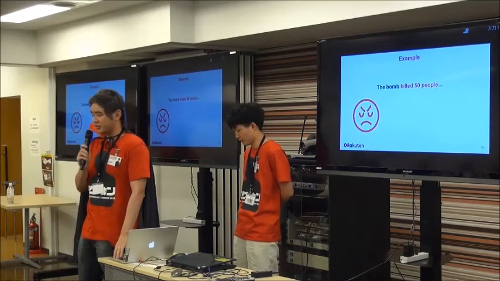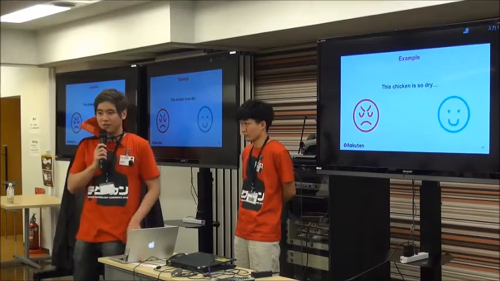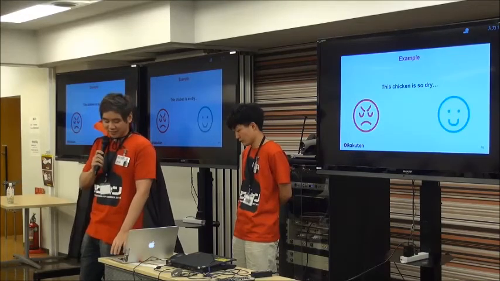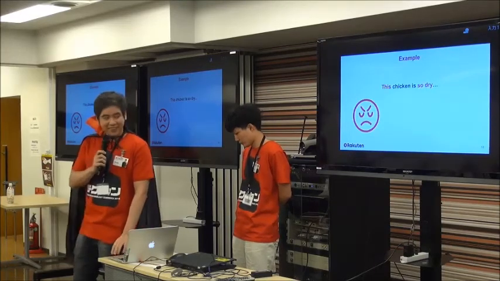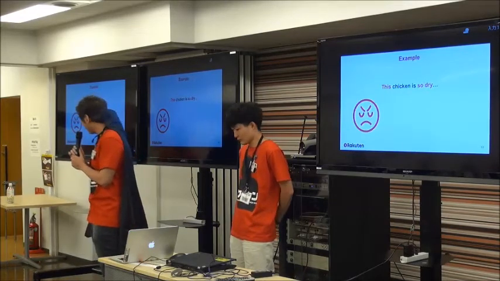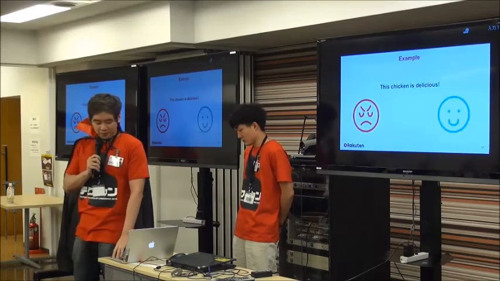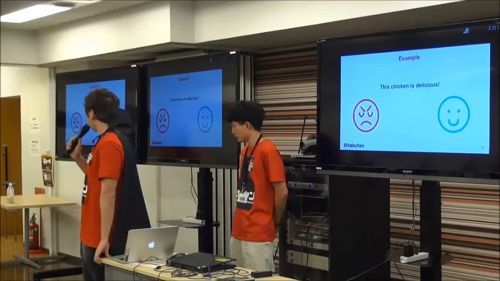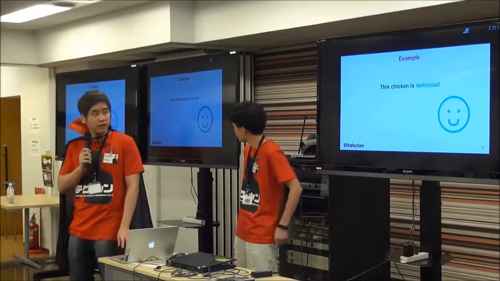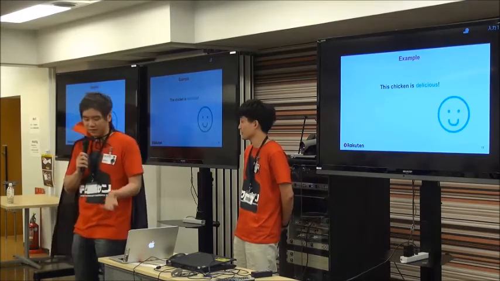So the bomb now starts to become neutral, and the act of killing 50 people is now negative. Back to the first example. The chicken is so dry. Previously, chicken was positive, so now this sentence is negative. Now chicken is a neutral word, and being dry is negative. But if we add one more, this chicken is delicious, now this sentence is actually positive. The chicken remains neutral, but delicious is absolutely a positive word.